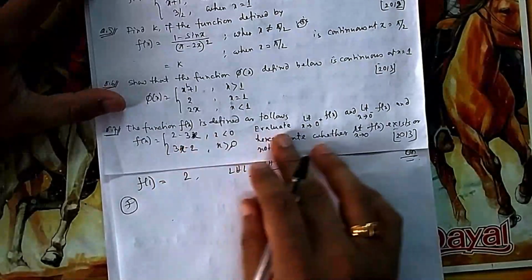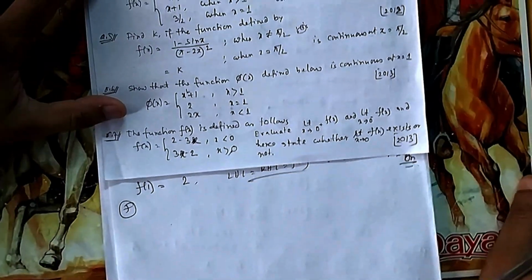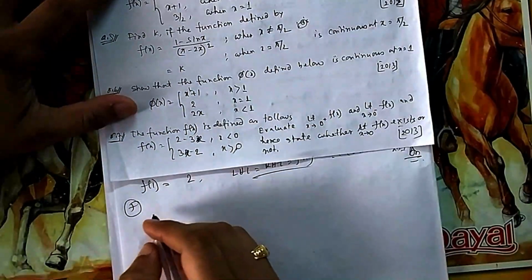Now in 7, a function is defined by this. You have to evaluate LHL, RHL and hence state whether the limit exists or not. I think we have already done it in the limit chapter. Okay, let's do it one more time.